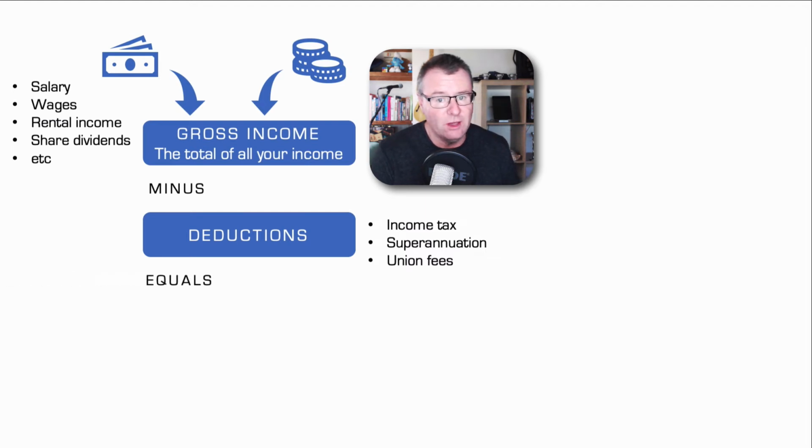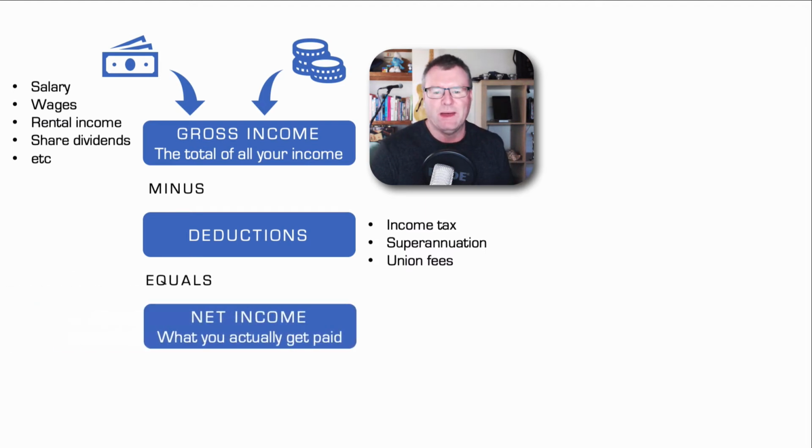So your employer takes these out of your money before you even get it. And then what you have left over after they're taken out is your net pay. This is what you actually get. This is the money that goes into your bank account or the check, however it is that you get your pay. So all of your income minus the deductions that your employer takes out, and what's left is your net income, what you get paid.